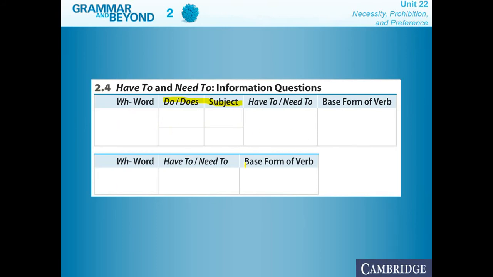Let's move to the first one that says, wh word, when do you have to come to classes? When do you have to come to classes? You want to know exactly the time when the person is going to get there. You see? Wh word, do or does, depending on the subject. The subject, have to or need to, and the base form of the verb. When do you need to give the homework assignment? When the deadline says so.